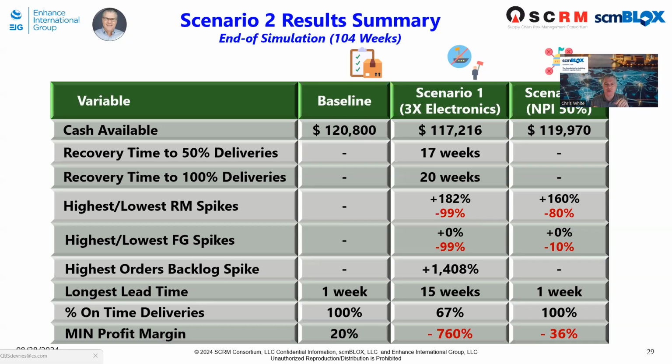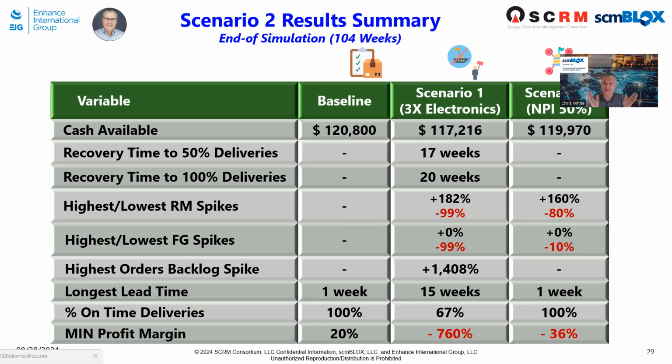We did have a spike in raw material up as much as 160%, but our lowest was only down to minus 80%. So we didn't drop all the way down to that really small sliver. We actually had some extra there. And with finished goods, it never went higher, and it only went 10% lower in that one little dip. Our orders backlog, because we were delivering the whole time and satisfying orders, never grew beyond what we expected or what we have in the baseline.